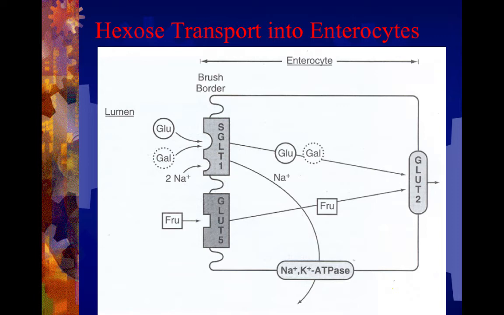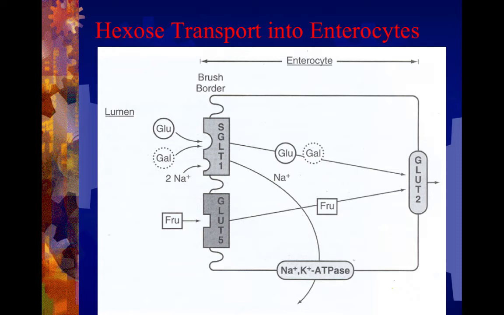So SGLT1 is specific for those monosaccharides. Remember, it'll transport either glucose or galactose, not at the same time. And it's on the brush border membrane, and it's unidirectional, indirect active transport. Now, fructose is different. Fructose uses GLUT5. GLUT5, even though it says glucose transporter, is actually a fructose transporter. Doesn't transport glucose, at least not to any significant amount. So GLUT5 is considered a fructose transporter, but it does use facilitated diffusion.